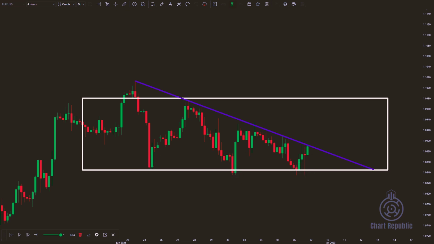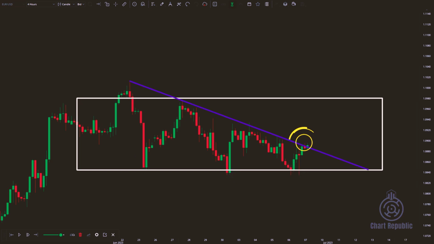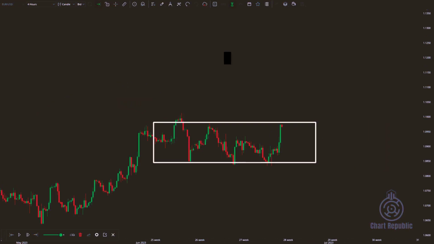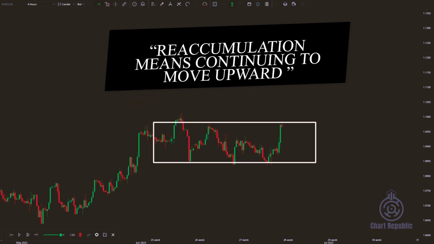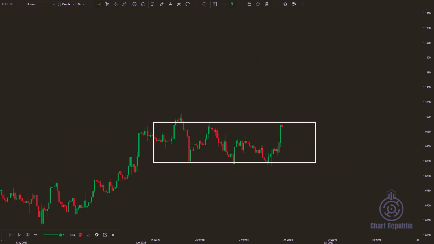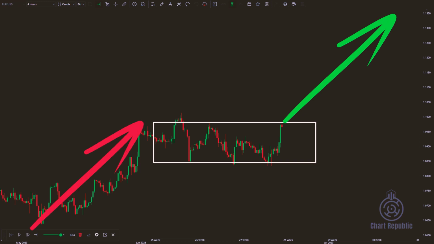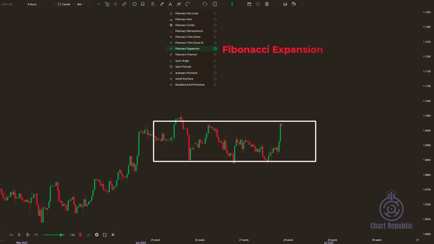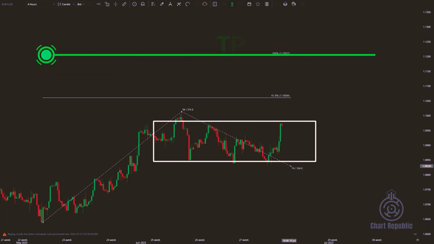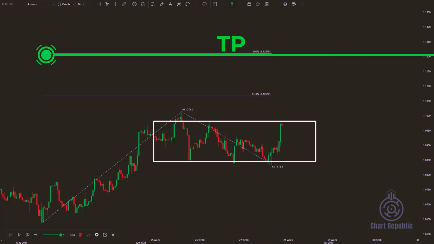Similar to the prior scenario, identifying a trend line break within the pattern can indicate potential early buying opportunities. Reaccumulation typically indicates a continuation of price upward movement. To estimate a potential price target, consider that the distance covered by the leg exiting this pattern could be similar to the initial leg that entered the pattern. To achieve this, utilize the Fibonacci expansion tool from the toolbar and set your take profit target at the 100% level.